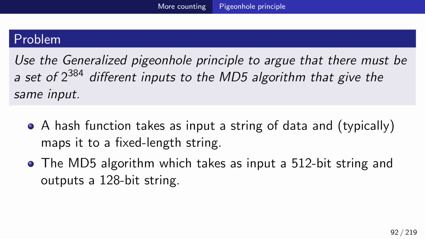Okay, so what is going on with the MD5 algorithm? It is a hash function algorithm. It takes as input a string of data, and then it maps it to another string. The reason you would do this is that maybe you have limited memory, so we're taking something long, a longer string, and mapping it to a shorter string. So the MD5 algorithm takes as input a 512-bit string, and it outputs a 128-bit string.